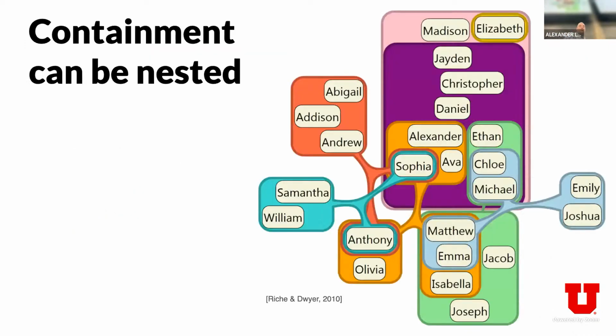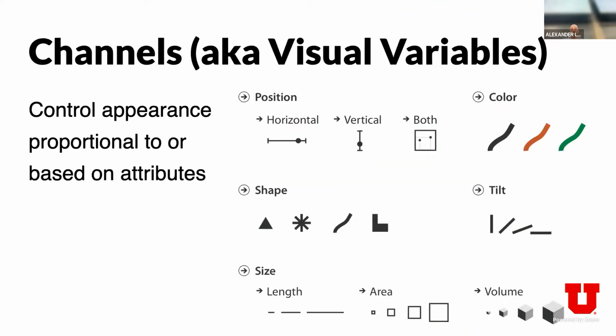And then containment here can also be nested, right? So here is just an example where we have 3 levels of containment or even more, nested on top of each other, right? So this is also a flexible encoding.